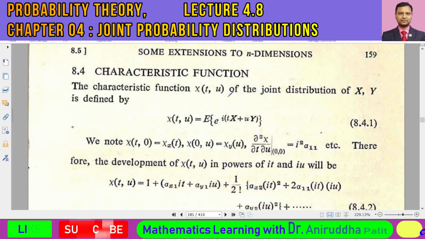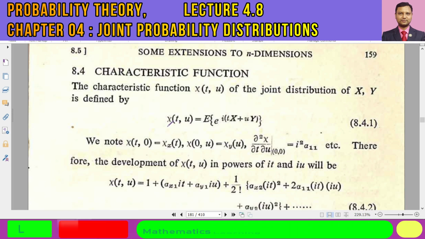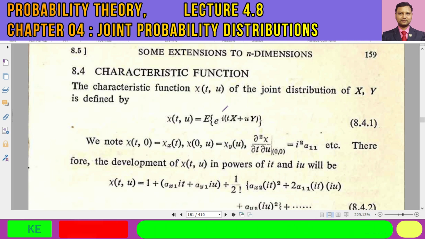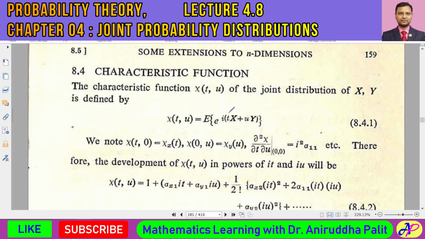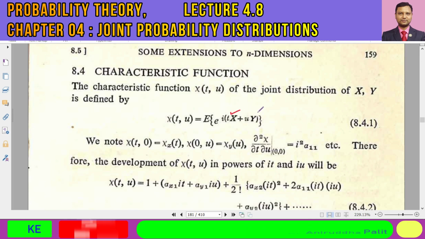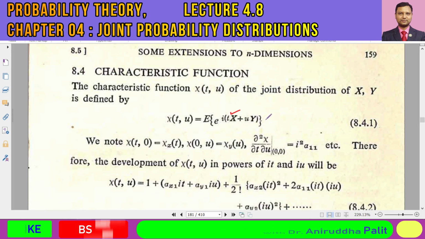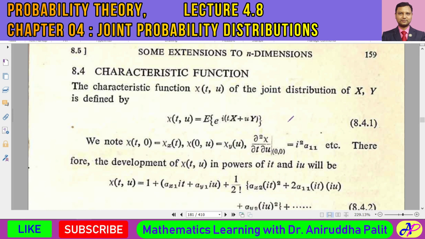The characteristic function in the joint distribution of x comma y is a function of two real variables t and u, defined in this way: chi of t comma u is equal to the expectation of e to the power of i times (tx plus uy). So this is the definition of the characteristic function in the joint distribution of x comma y.